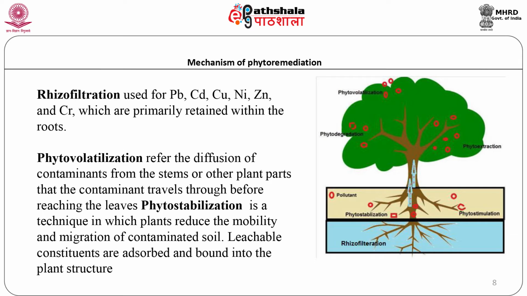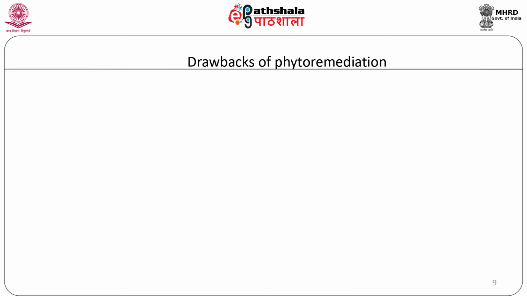The use of hyperaccumulator species is limited by slow growth, shallow root system and small biomass production. There are several factors limiting the extent of metal phytoextraction, including metal bioavailability within the rhizosphere, rate of metal uptake by roots, proportion of metals within the roots, rate of xylem loading and translocation to shoots, and cellular tolerance to toxic metals.